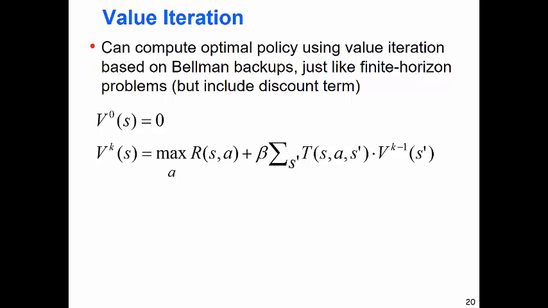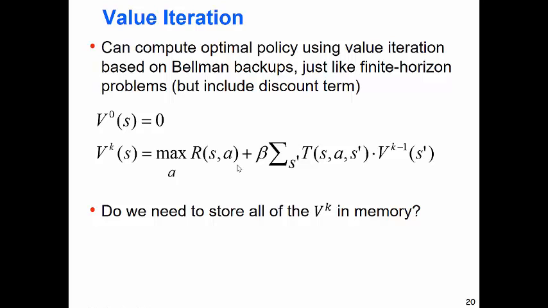But just initialize it to 0. That probably will be better than if you initialize it to a bad value that's far away from the value function. And then every iteration, we're just going to do a Bellman backup at all states. So this is really, for all states, do this. Really simple.